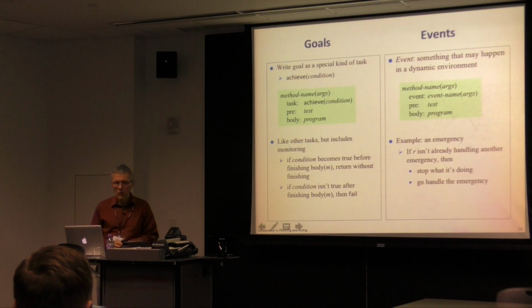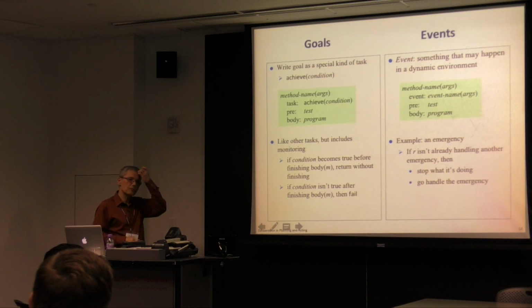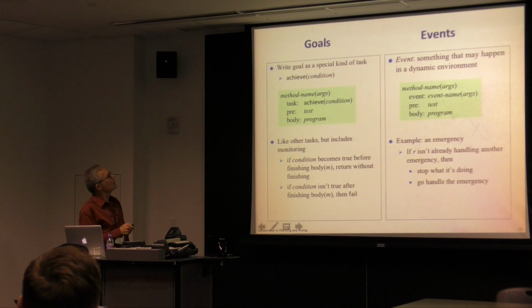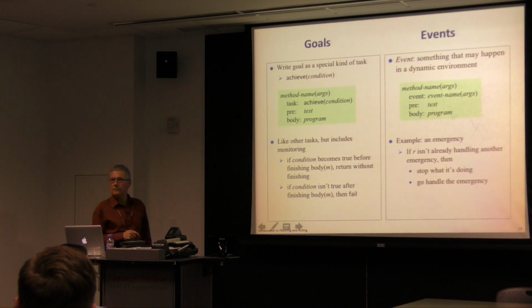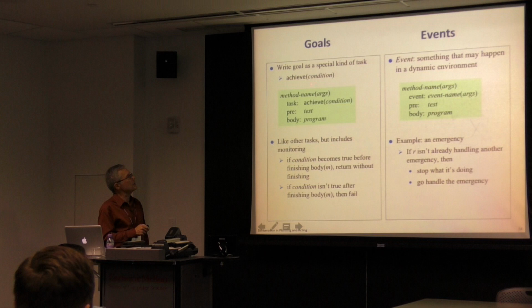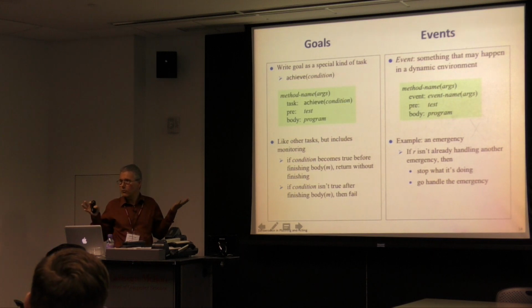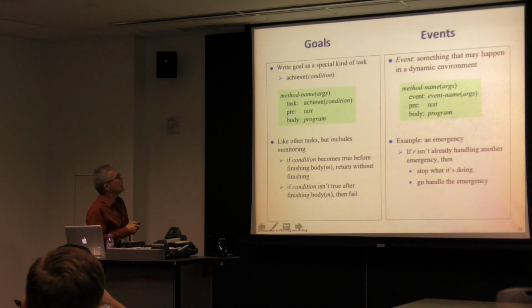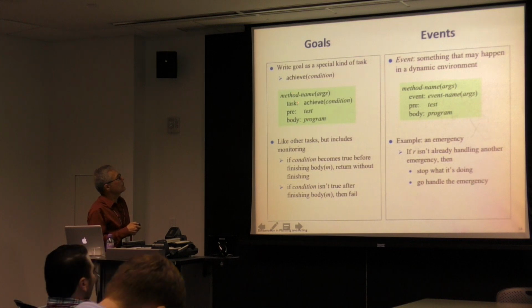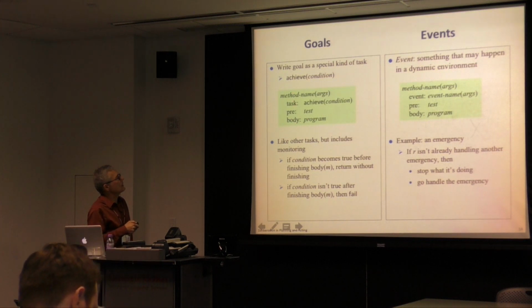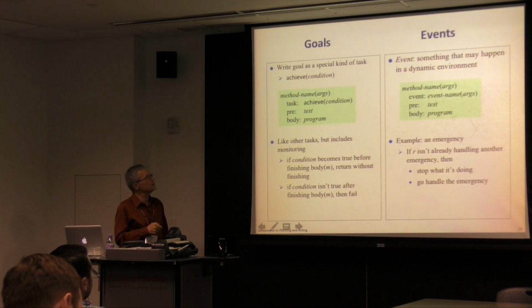Okay? So I said there's a little bit of a difference between methods for tasks and methods for goals. We're going to write a goal as a special kind of task, achieve some condition that needs to be true in some state of the world. Okay? And the method is going to have pretty much the same syntax, except that, again, the task name is going to be achieve of something.